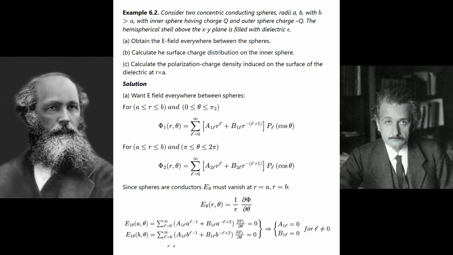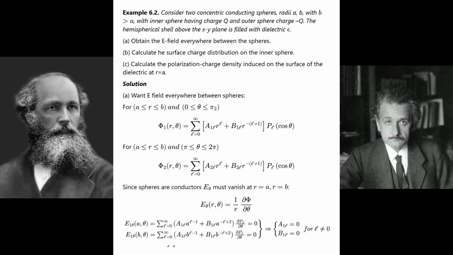Solution. A. The E field everywhere between the spheres. For a is less than or equal to r is less than or equal to b, and 0 is less than or equal to theta is less than or equal to pi over 2, see the equation shown. For a is less than or equal to r is less than or equal to b, and pi over 2 is less than or equal to theta is less than or equal to pi, see the equation shown. Since the spheres are conductors, E sub theta must vanish at r equals a, r equals b. See the equation shown.